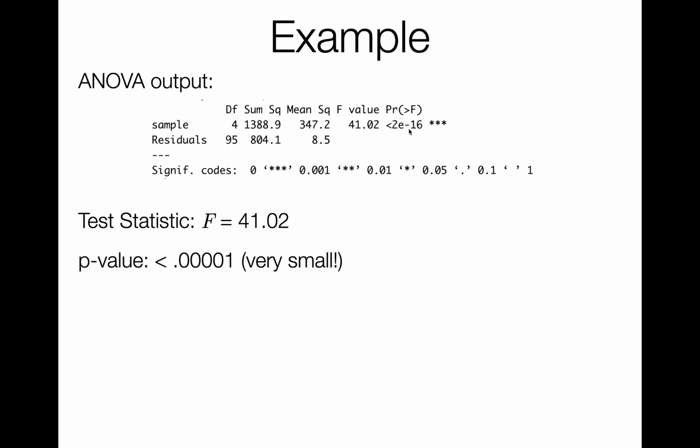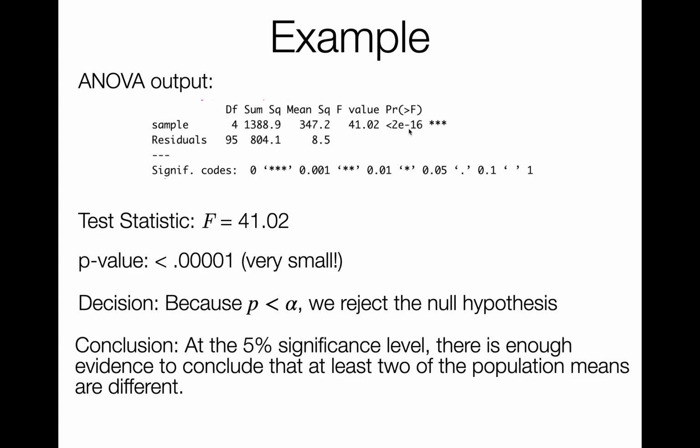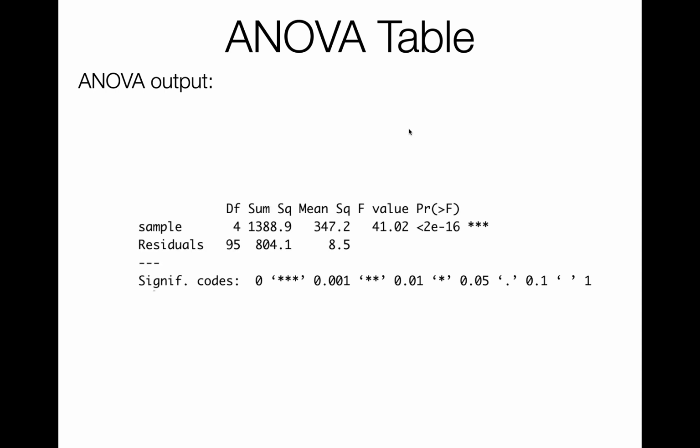The p-value is very small, so I reject the null hypothesis. And my conclusion is this: at the 5% significance level, there is enough evidence to conclude that at least 2 of the population means are different. And so that is an ANOVA hypothesis test. Now, something that I want to point out is a little bit about the calculations of the ANOVA table. So again, here's that same output.